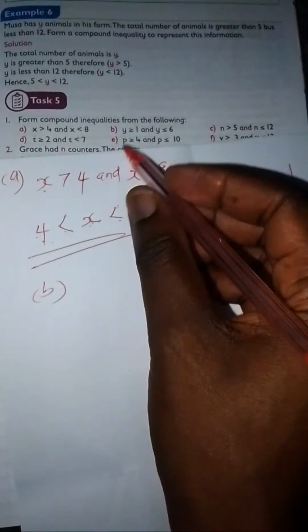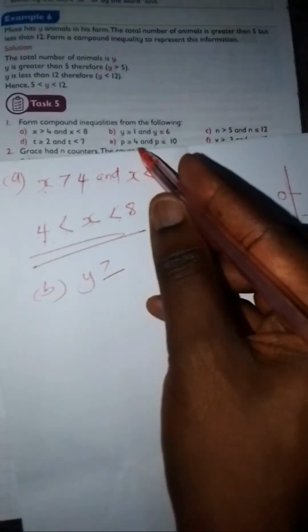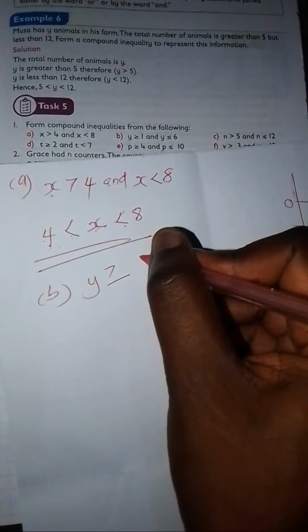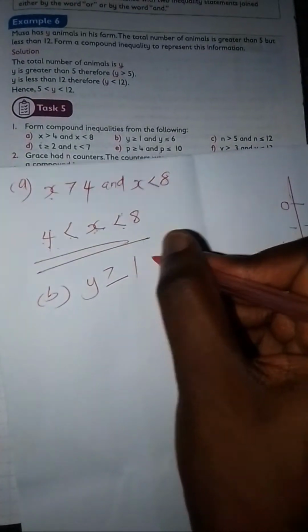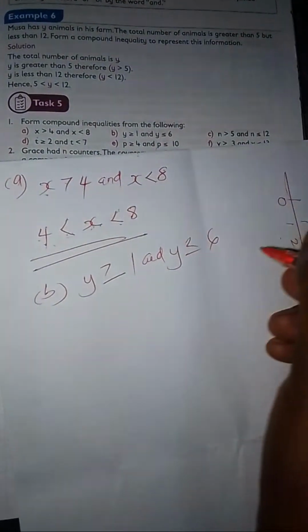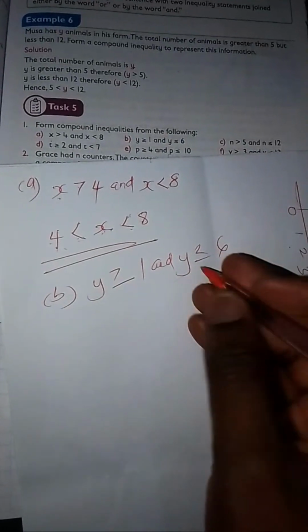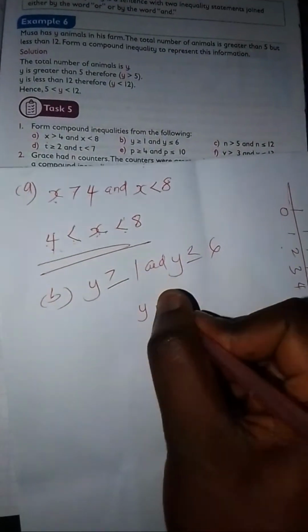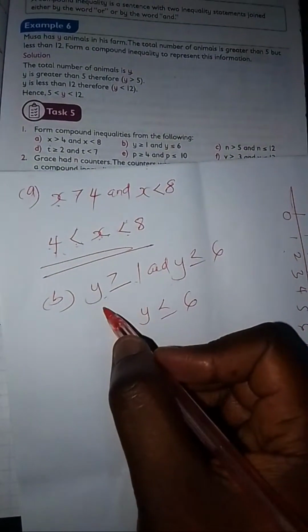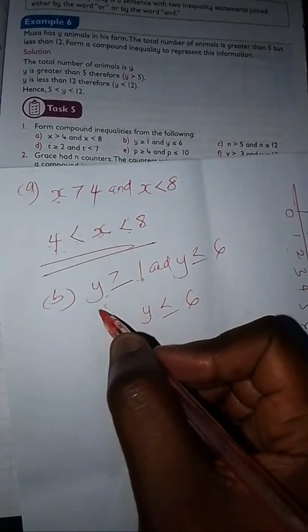So part B says y is greater than or equals to 1 and y is less than 6. The first thing you do is write this symbol, y less than 6. Then from there, we interchange, meaning that we cross this symbol. This one, instead of writing here, it shall be here.